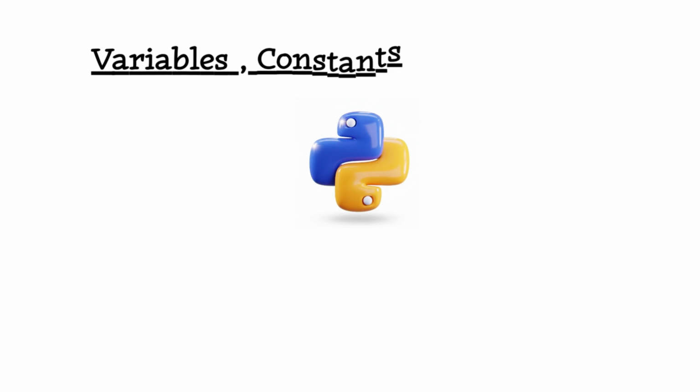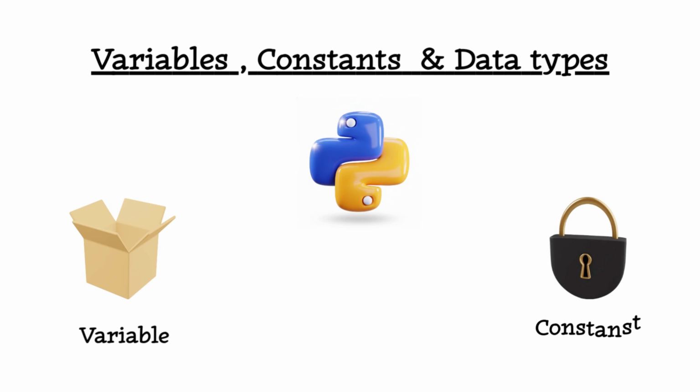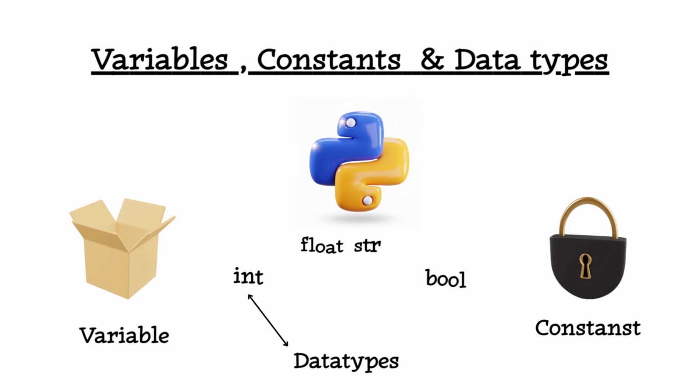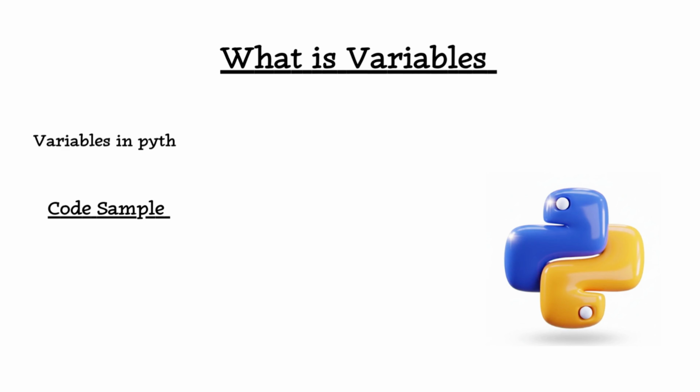Hello friends, in this video we will understand the most basic and important concept in Python, that is variable, constant and data types. If you understand the variable and data type clearly, learning Python becomes much easier for you. So let's first try to understand what a variable is.